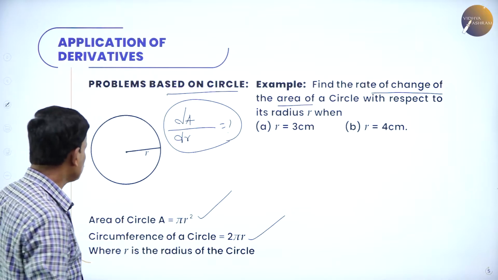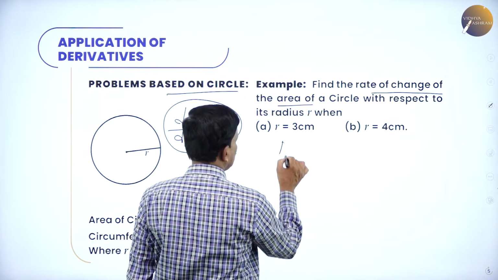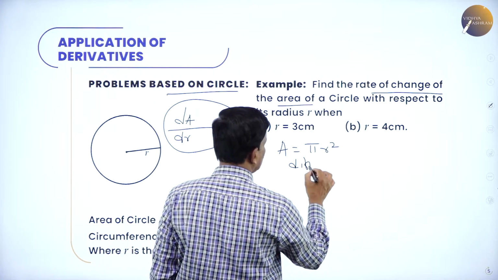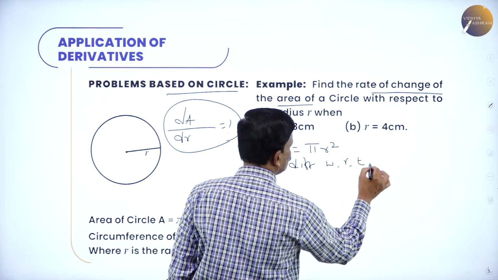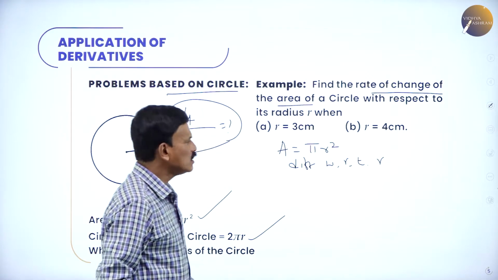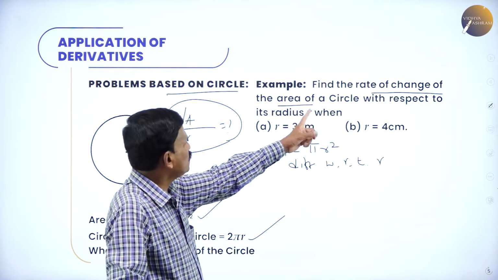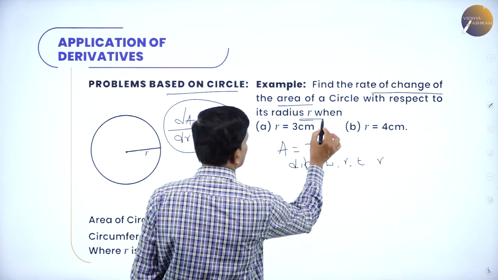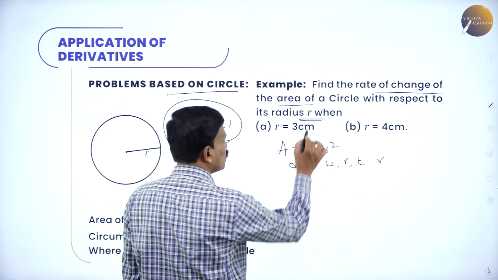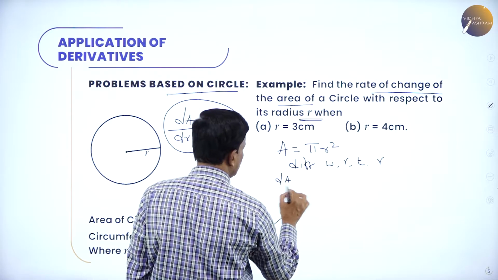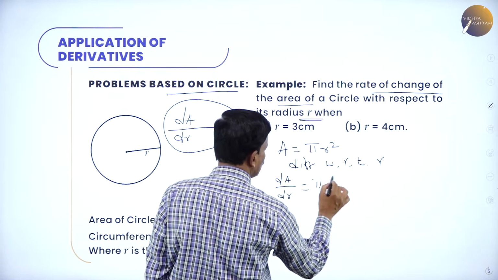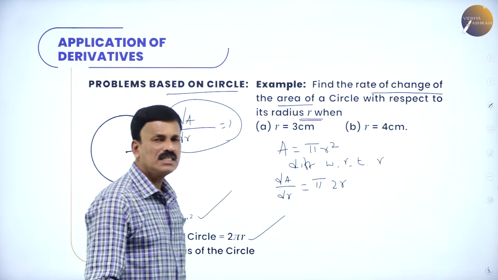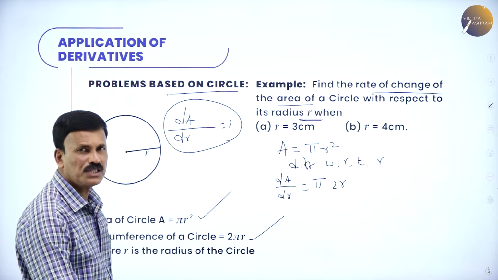Two problems are there. Now we know the area of a circle is pi r square. Now differentiating with respect to r, the radius, because the rate of change of area of a circle with respect to radius is to be determined. So differentiate with respect to r. dA by dr is equal to pi constant, differentiation of r square is 2r. That's it. dA by dr is equal to pi into 2r.